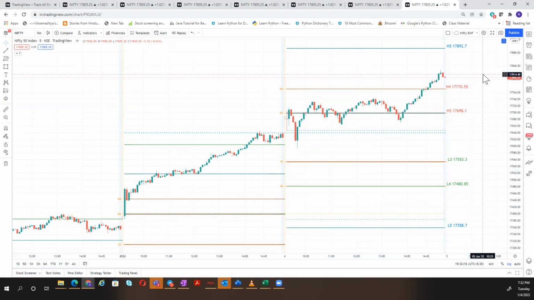So below R3 sell, above R3 buy. Yes, it tried to come down, and the market went up. Now this might be a confusing situation because the pivot is not supporting, right? The pivot is not supporting. However, what do you see here?